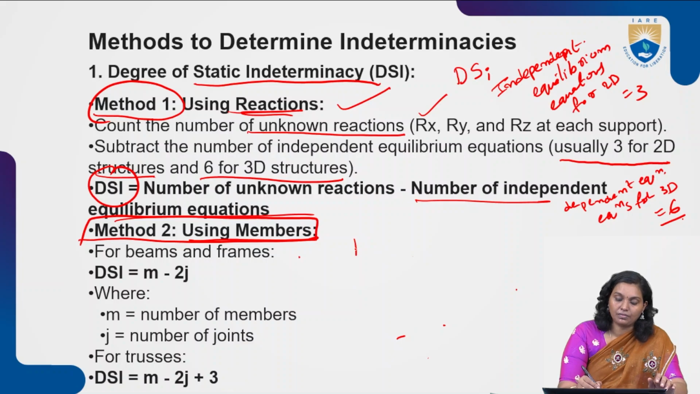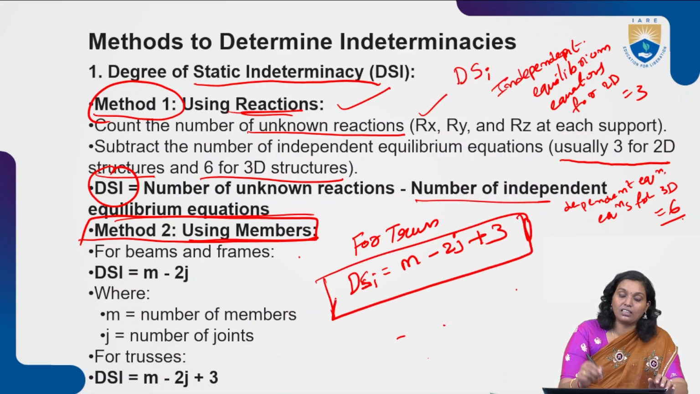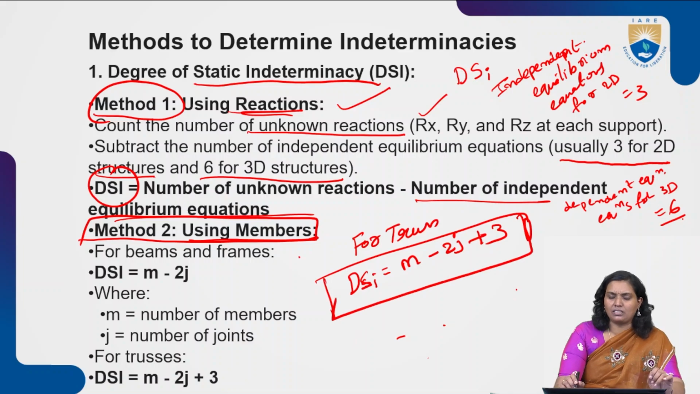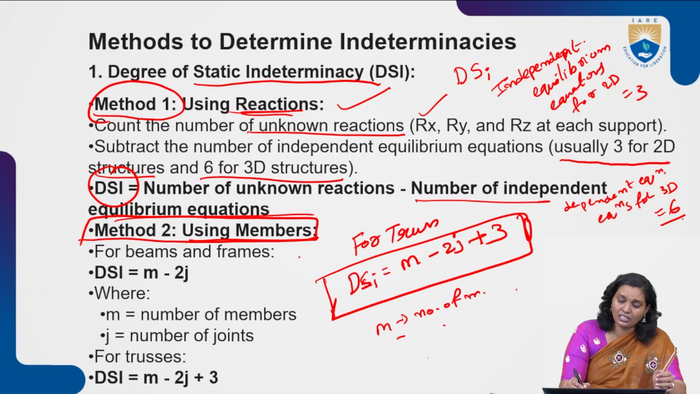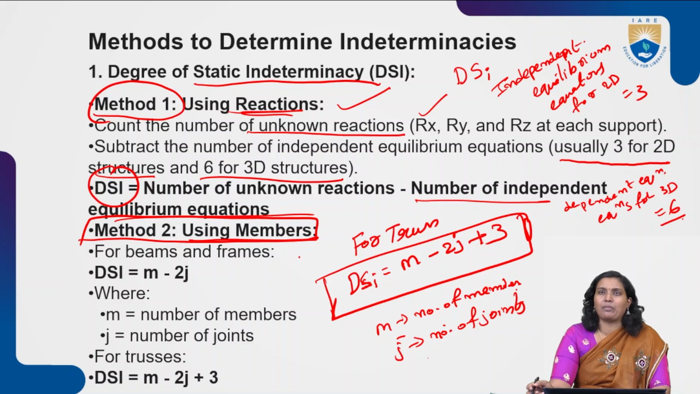For trusses, the degree of static indeterminacy is equal to m minus 2j plus 3. This is the formula for identifying the degree of static indeterminacy using members. So using members as well as using reactions, we may identify the degree of static indeterminacy. This is for trusses. Here m is equal to the number of members, j is equal to the number of joints.